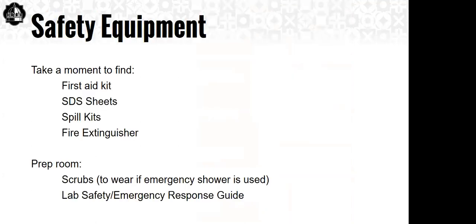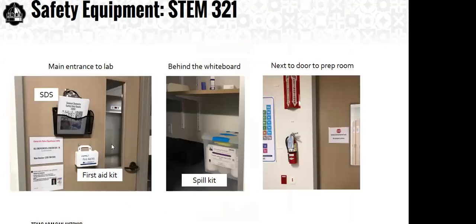Safety equipment. Let me tell you where all the safety equipment is, because obviously we're not in the lab. On the door that you come in, we're going to have the SDS sheets. These are all the safety data sheets for all the chemicals we use in the lab. There's also a first aid kit and emergency phone numbers. So for whatever reason, if you need the first aid kit and I can't administer it, it's there on the door.